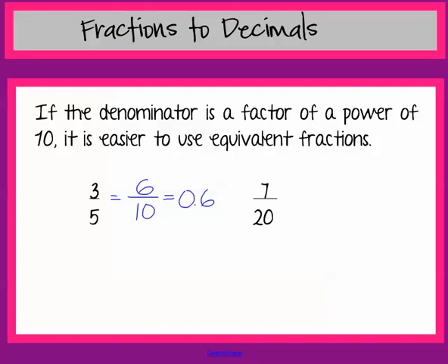For 7/20, I know that 20 is a factor of 100. I get there by multiplying by 5. So I'm going to multiply 7 by 5 also to get 35. Now let's say that fraction, 35 hundredths. That's like 35 cents. Okay, so just to recap, when moving from a fraction to a decimal, you can use the division problem that the fraction represents, or you can use equivalent fractions if the denominator is a factor of a power of 10.